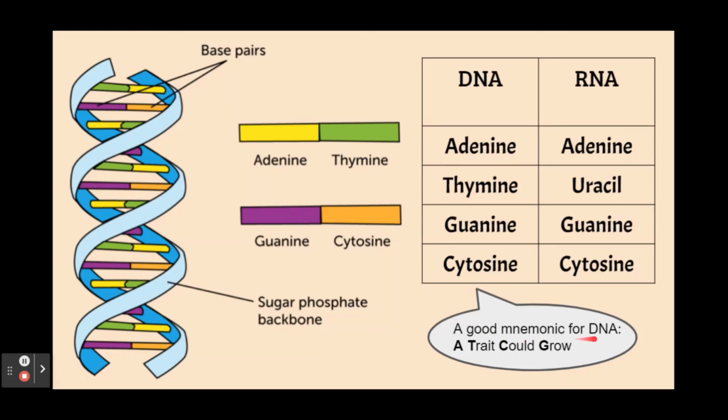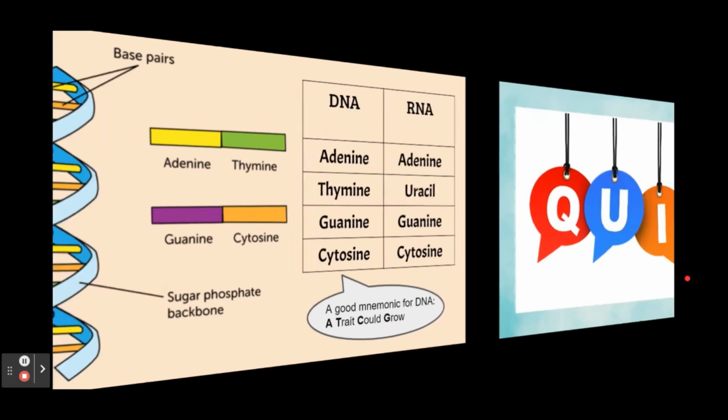And a good mnemonic to remember for DNA, which is the one we mostly talk about, is: a trait could grow. Adenine, thymine, guanine, cytosine. Either way doesn't really matter. So in DNA, it's like this. In RNA, instead of thymine, we have uracil. That's the only difference. Adenine, guanine, and cytosine are still the same. So those are the 4 bases.